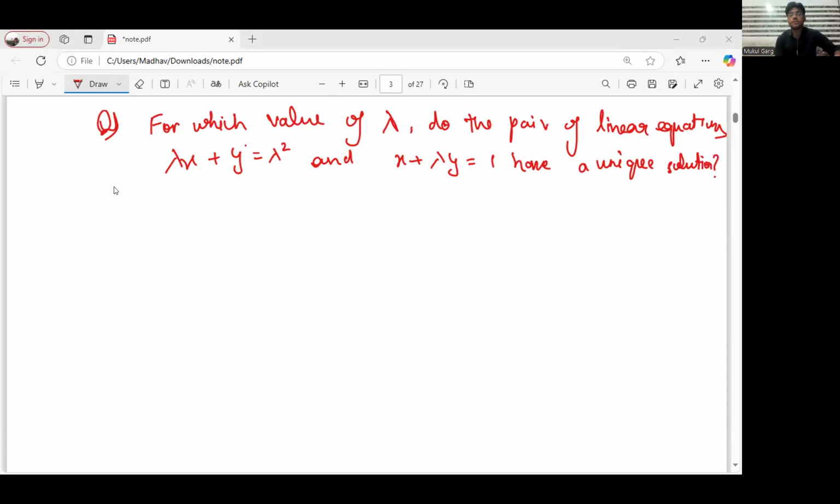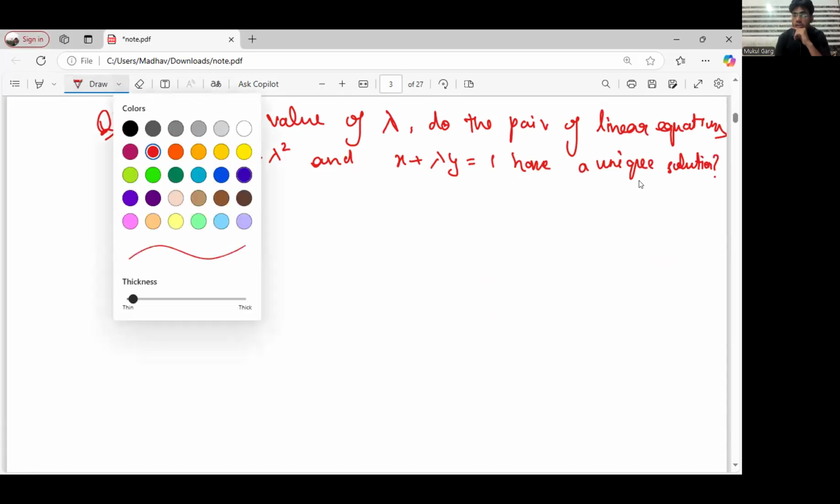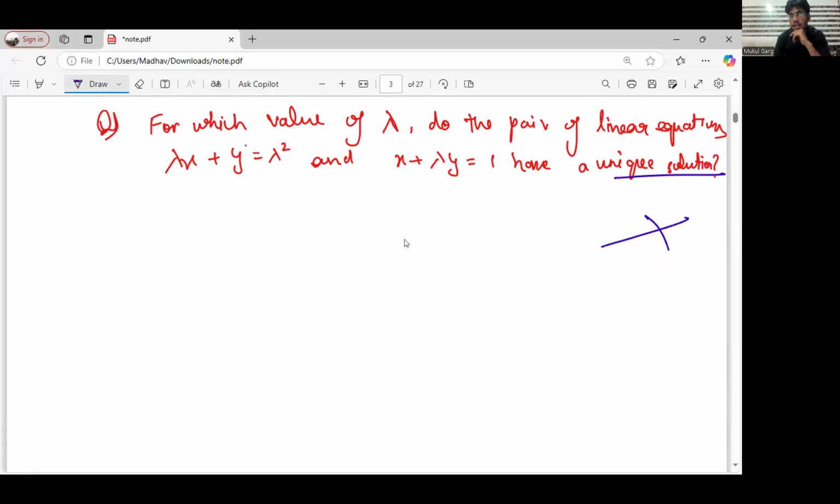Now we have to solve for the value of lambda. It's a unique solution, so it means it's a case of intersecting lines. And the algebraic condition for intersecting lines is a1 upon a2 does not equal b1 upon b2. So I'm going to find the values of a1, a2, b1, b2. Let's compare with the standard form. A1 should be lambda, A2 should be 1, B1 should be 1 and B2 should be lambda again.